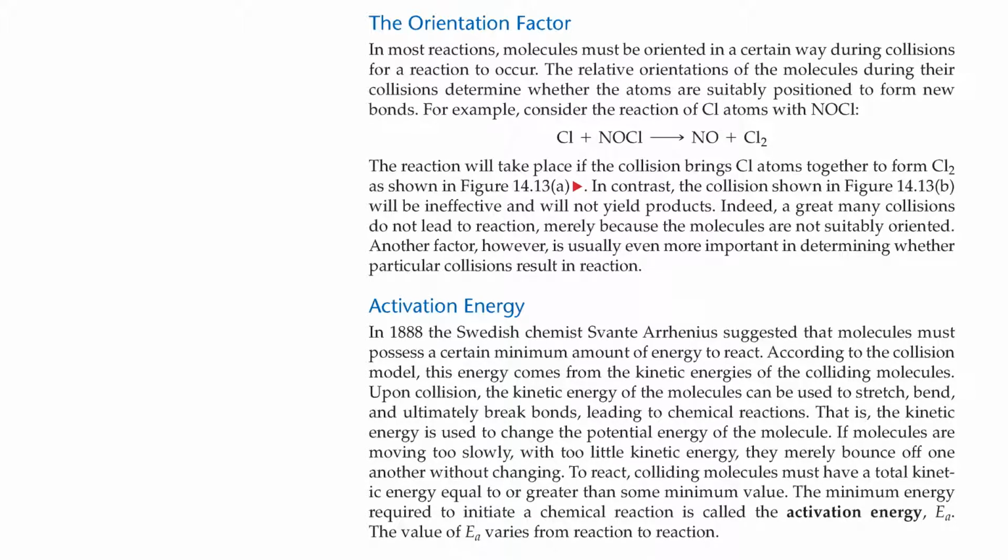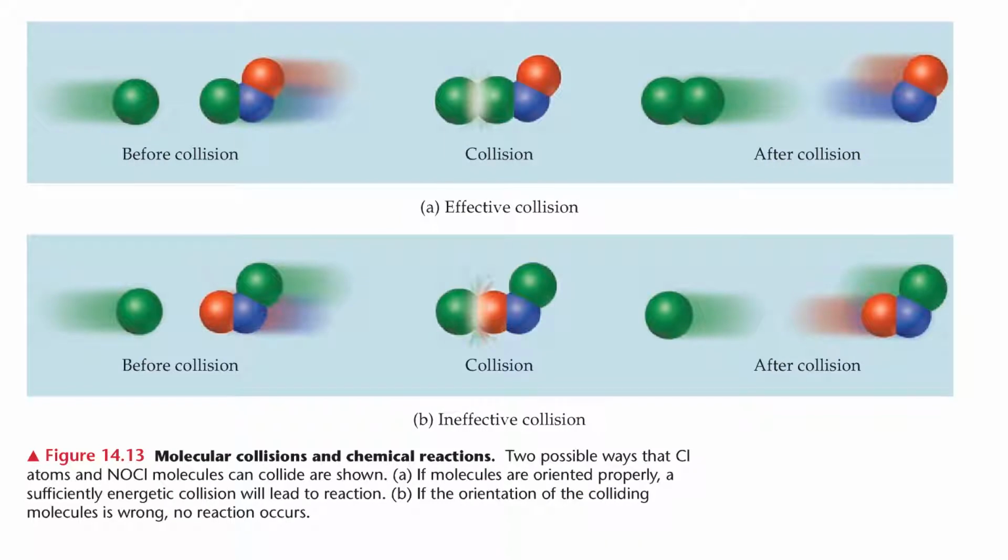To react, colliding molecules must have a total kinetic energy equal to or greater than some minimum value. The minimum energy required to initiate a chemical reaction is called the activation energy, E sub A. The value of E sub A varies from reaction to reaction. Figure 14.13, molecular collisions and chemical reactions. Two possible ways that chlorine atoms and NOCl molecules can collide are shown. A. If molecules are oriented properly, a sufficiently energetic collision will lead to reaction. B. If the orientation of the colliding molecules is wrong, no reaction occurs.